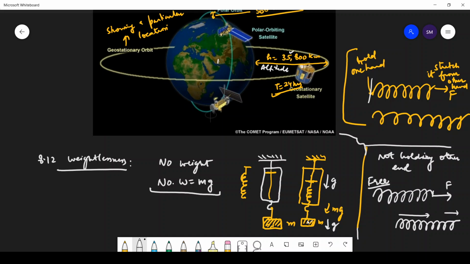So this mass will feel... it is not showing you any balance over here. So if this is your mass tied over here, this balance will not show any mass. It will remain here in the same position. So that's weightlessness. It is not showing any weight to the body. Okay, so that is the meaning of weightlessness.